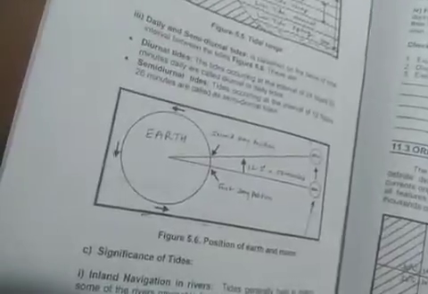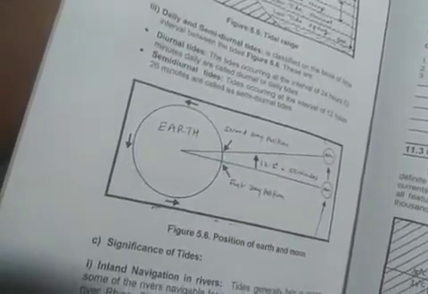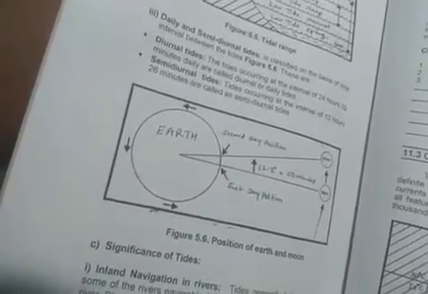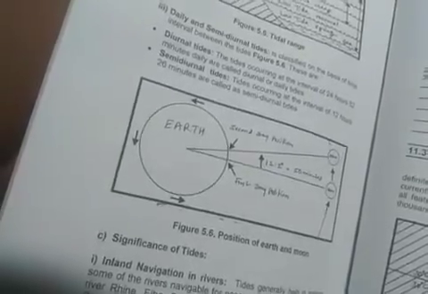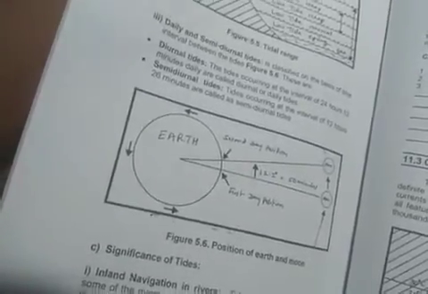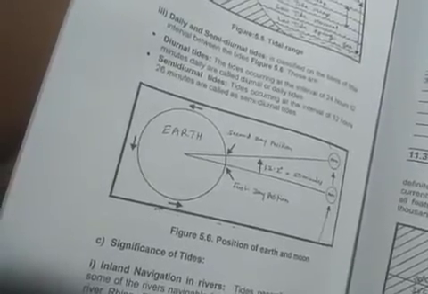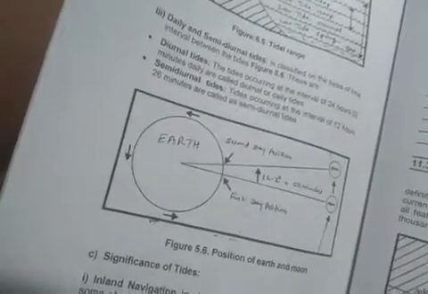Significance of tides. First, inland navigation or in rivers. Tides generally help in making some of the rivers navigable for the ocean-going vessels. For example, River Rhine, Elbe, Danube in Europe, River Thames in London, River Mississippi in USA, River Hooghly in Kolkata. Second, dusting the river mouths.